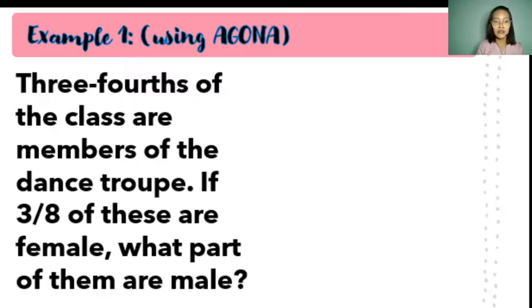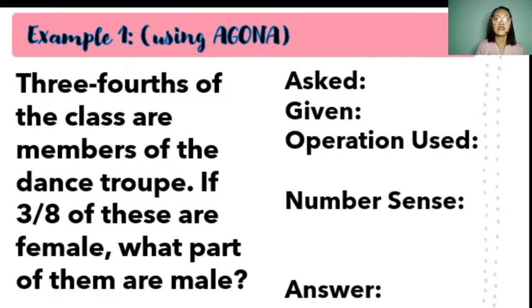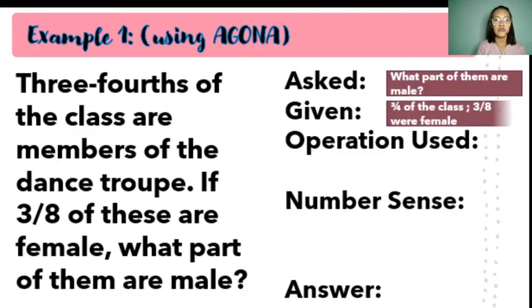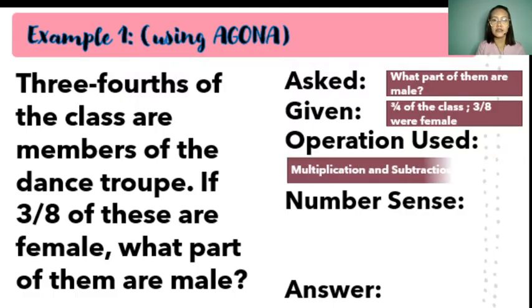But in this one, let's follow this process first. So, ask: what part of them are male. Then, for given, 3/4 of the class. And then, 3/8 were female. So, operation use natin is multiplication and subtraction. Why is it multiplication and subtraction?